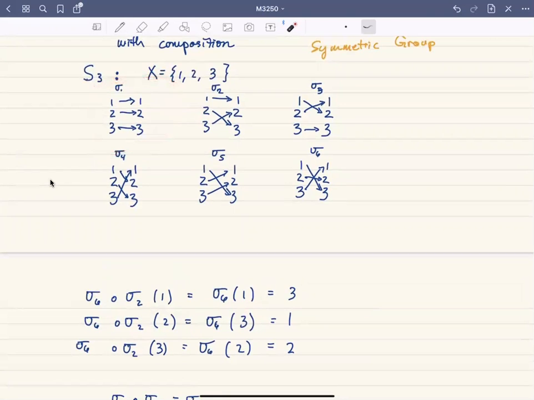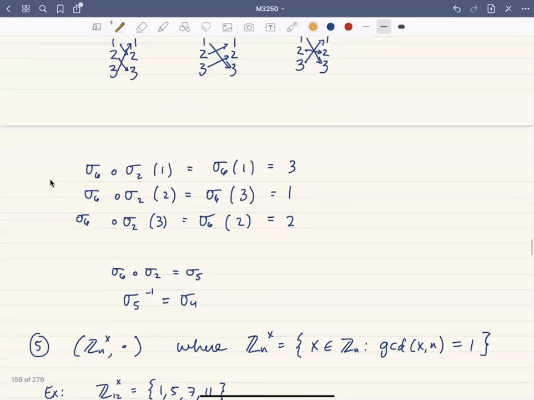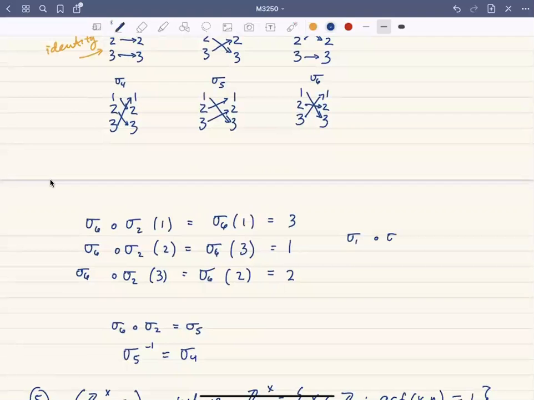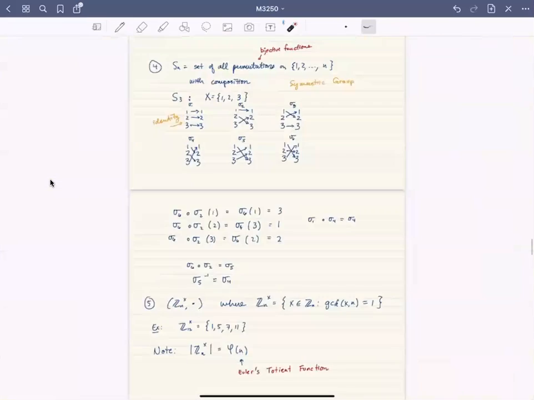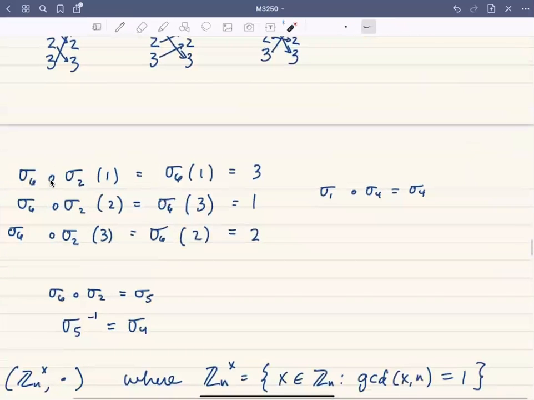This is the identity, and the reason is that when you compose it with the other functions, you get whatever the other function is. So for example, sigma 1 composed with sigma 4 is just sigma 4. You can check that that's true, and that works for every function, not just sigma 4. So sigma 1 is the thing that you compose with the other functions to get the other function back.